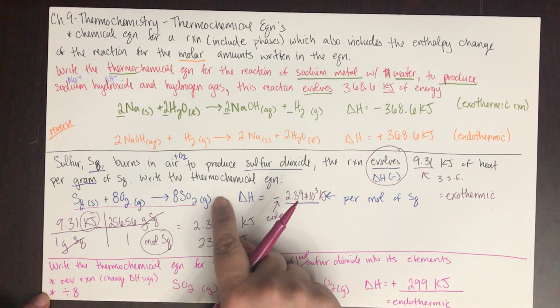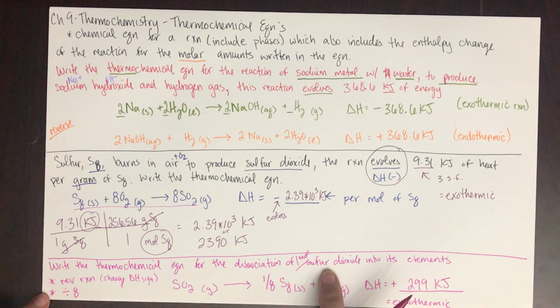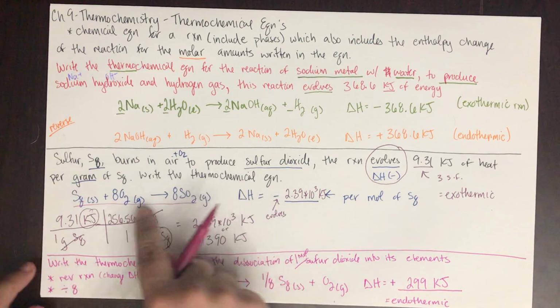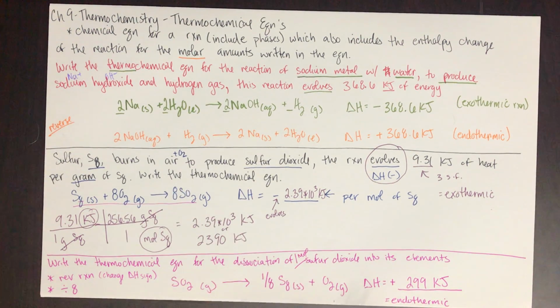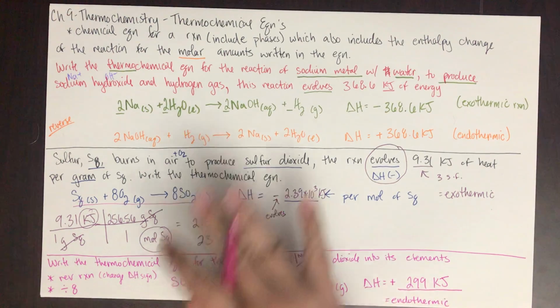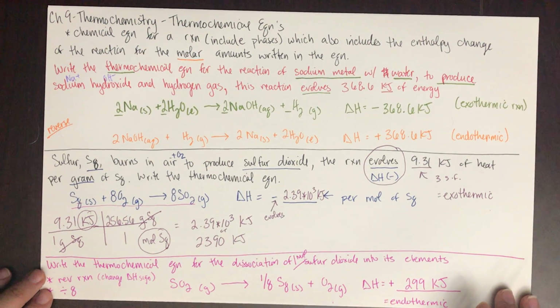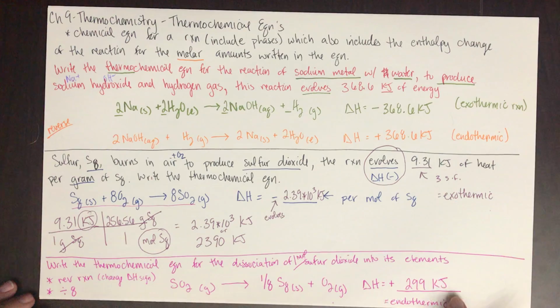So from this reaction here, I wanted to know the dissociation of 1 mole of sulfur dioxide. So I reverse it. So now sulfur dioxide is a reactant, and I want 1 mole of it instead of 8, so I divide by 8. So we're able to manipulate thermochemical equations. Whatever we do to the equation, we also do to the enthalpy change. Make sure that you're paying attention to the sign of the enthalpy change, because that tells us the direction that the energy is flowing. Is it going in or out? Is it endothermic or exothermic?